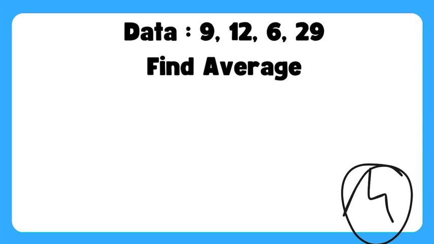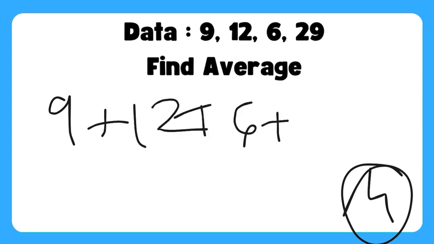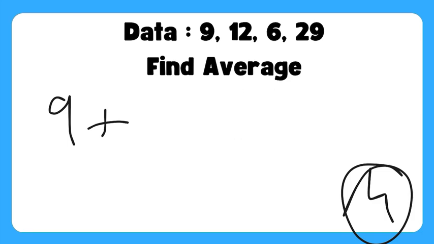Now we're going to find the sum of 9, 12, 6, and 29. So 9 plus 12 plus 6 plus 29. So 6 plus 29 is 35. So then 12 plus 35 is just 47. And 47 plus 9 is 56.